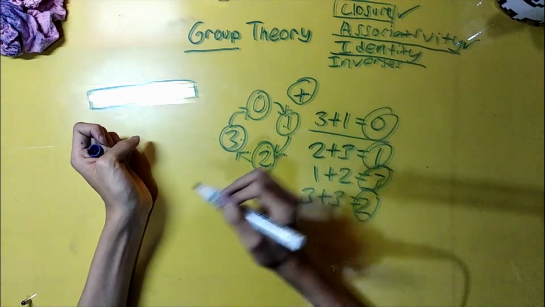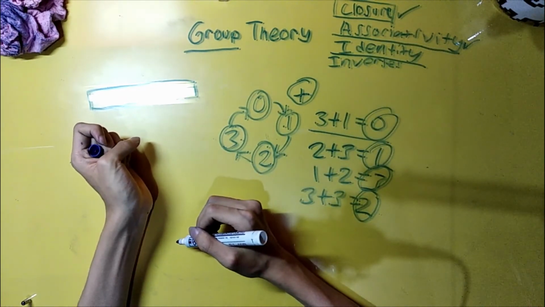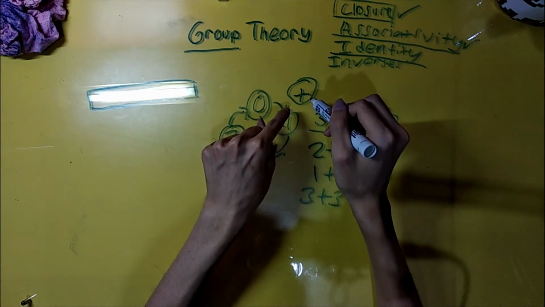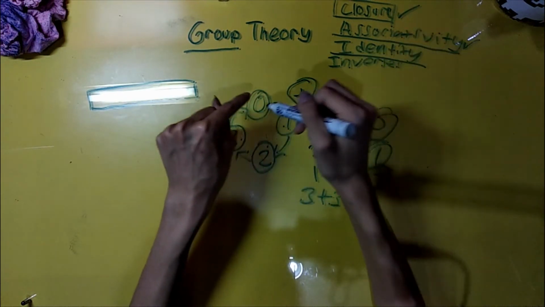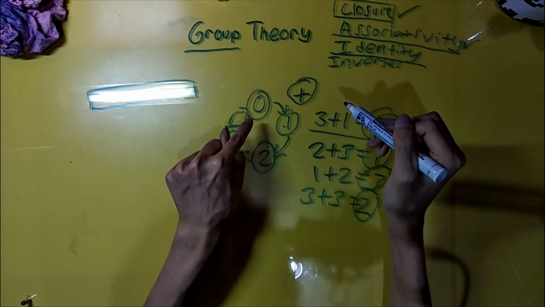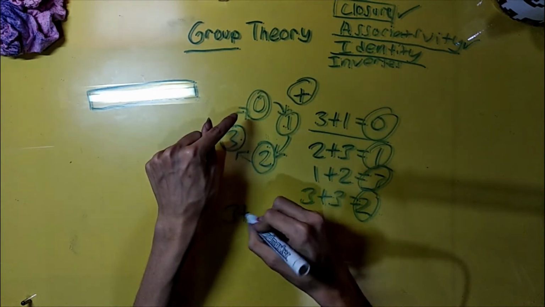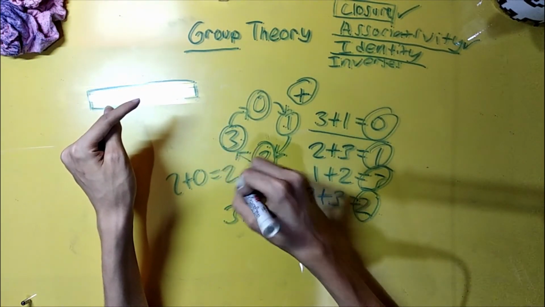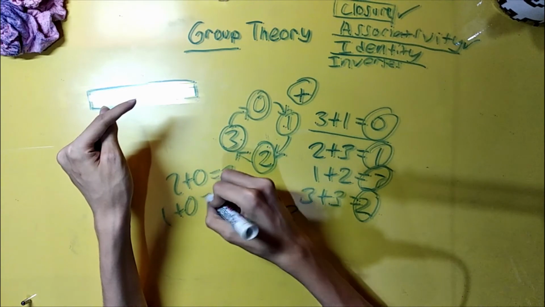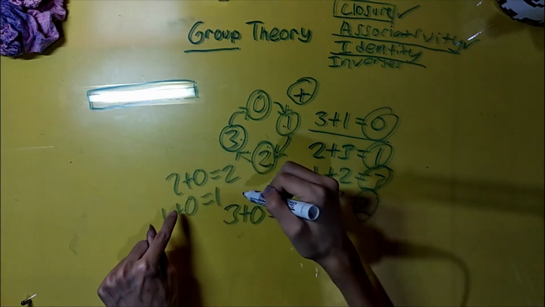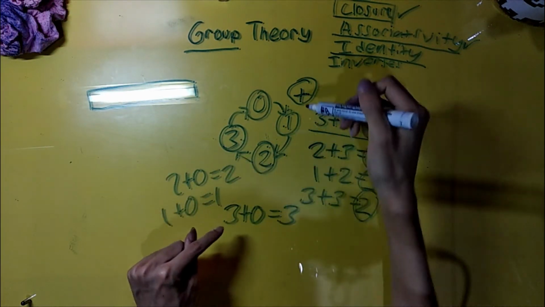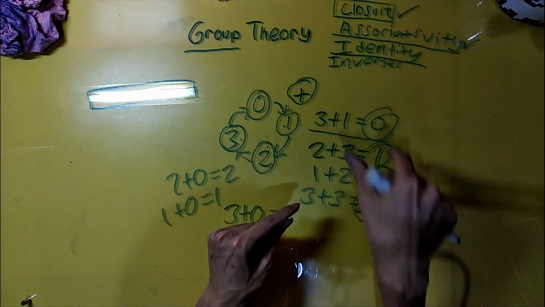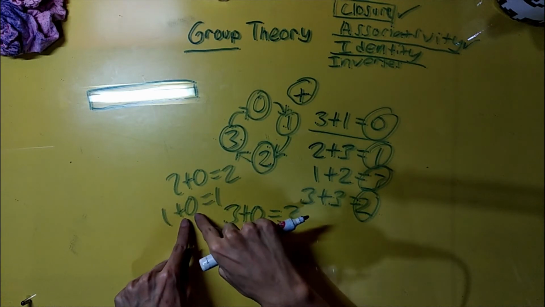What about the identity? Does the identity exist? Well, again, our binary operation is addition, and addition's identity is 0, and 0 does exist here. If we add 3 plus 0, that's going to be 3. If we add 2 plus 0, it's going to be 2. If we add 1 plus 0, it's going to be 1. 0 does absolutely nothing.